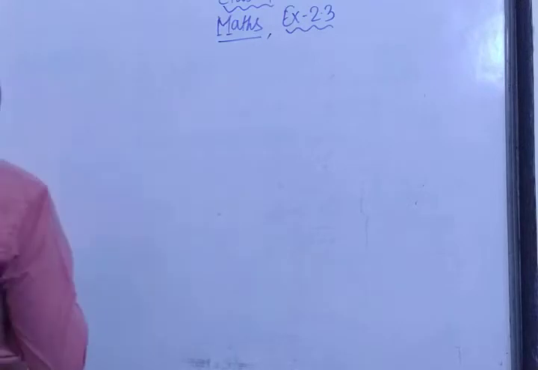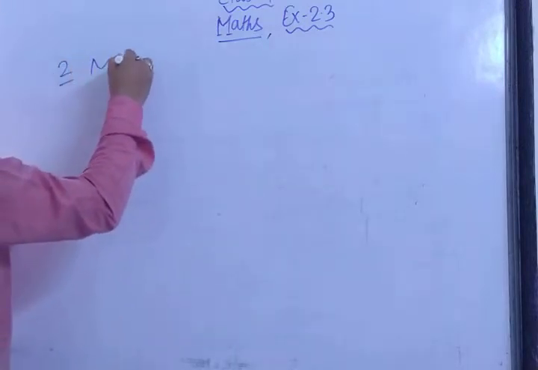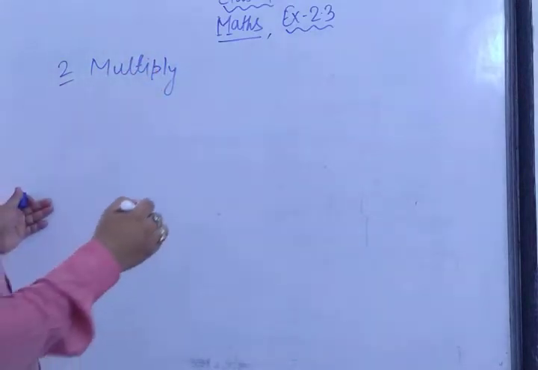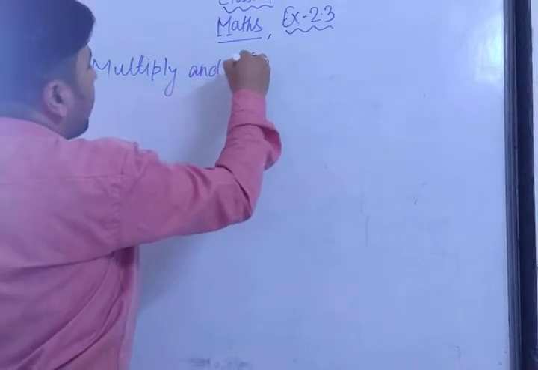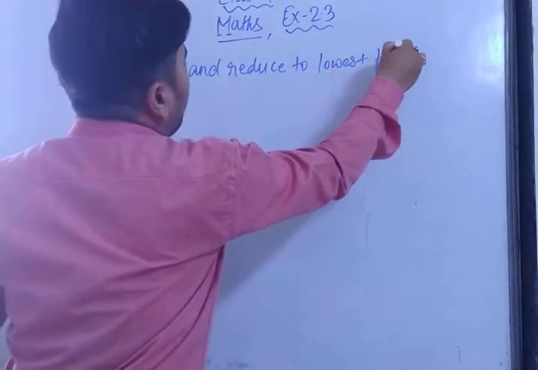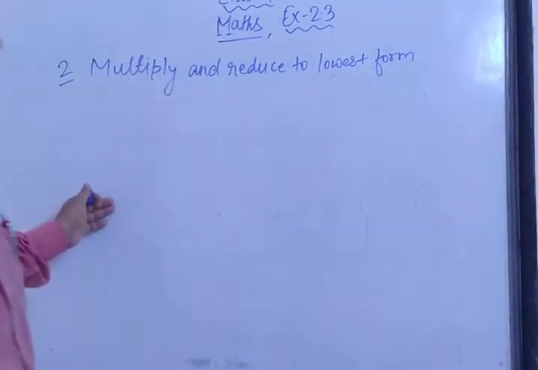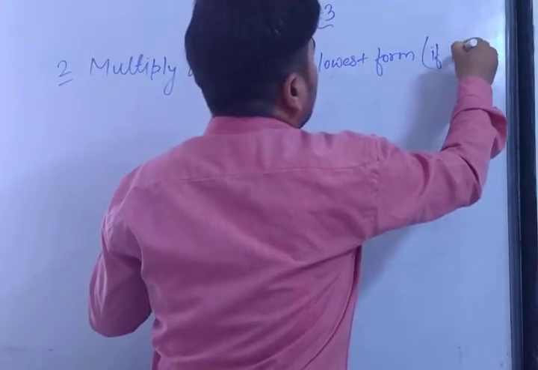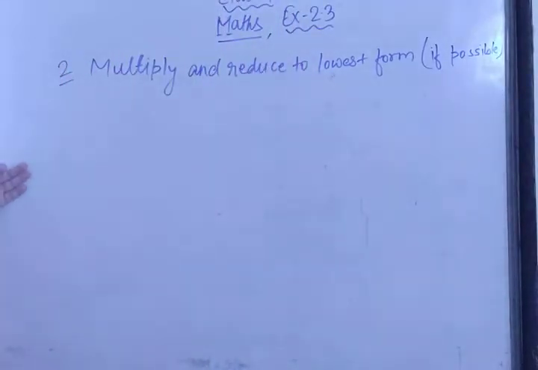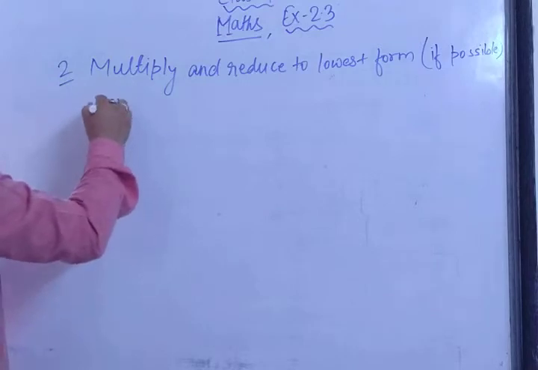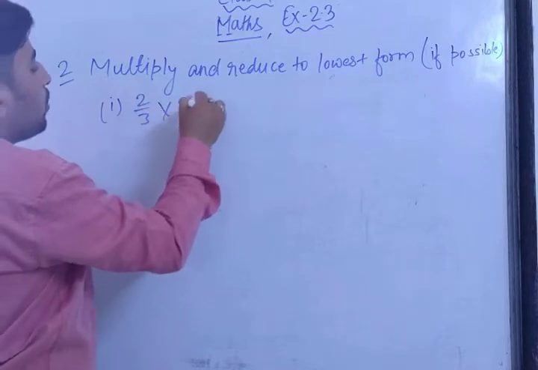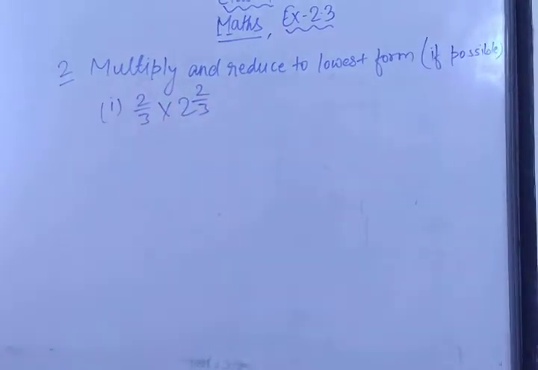Question number 2 is multiply and reduce to lowest form if possible. Okay. So now the first question is 2 by 3 of 2 into 2 by 3. This is the first question, right?